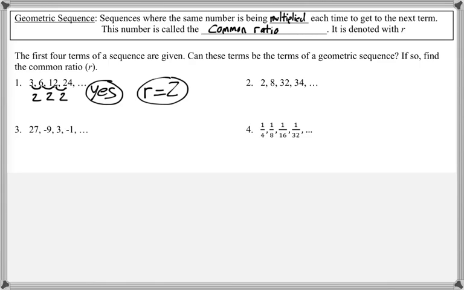In number 2, to get from 2 to 8, I multiply by 4. To get from 8 to 32, I multiply by 4. To get from 32 to 34, that's definitely not multiplying by 4. So no, this is not a geometric sequence.